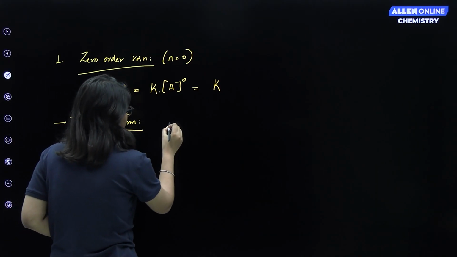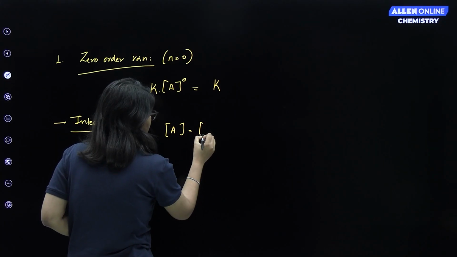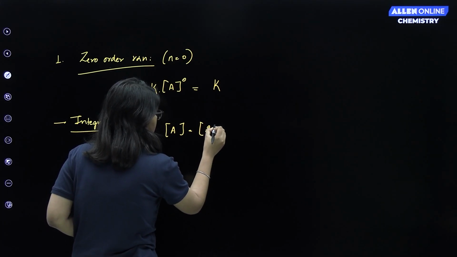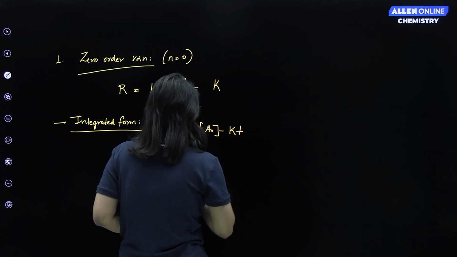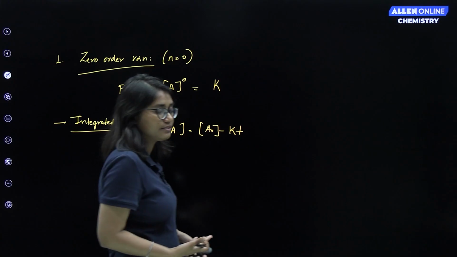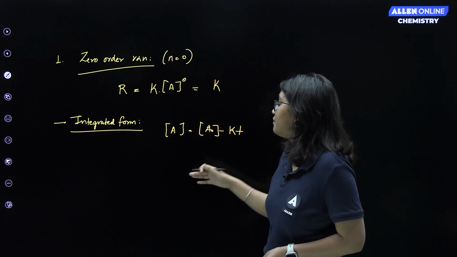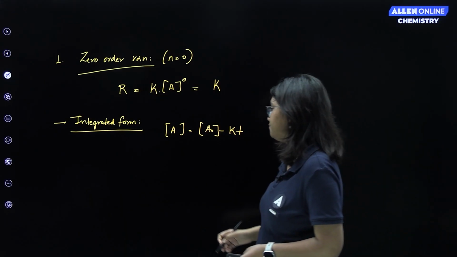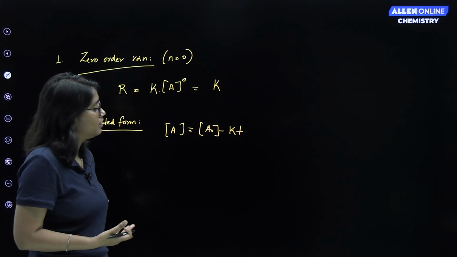A is equal to A naught minus KT. What does this equation clearly suggest? This equation clearly suggests that with time, concentration is decreasing linearly.